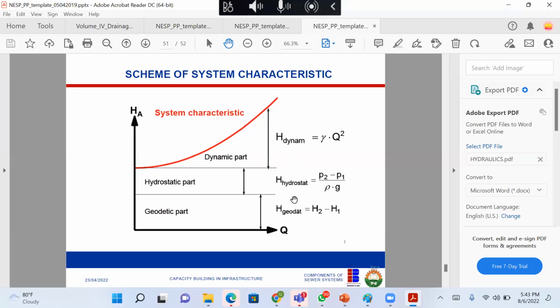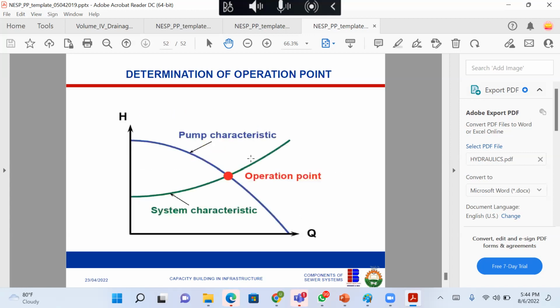So these are the three types of head losses that you can experience in any pipe network or pipe system: the geodetic head due to difference in head, the head due to pressure changes, and then the head due to the flow velocity. The higher the velocity, the higher the losses, in terms of the roughness and the efficiency of the pipe.